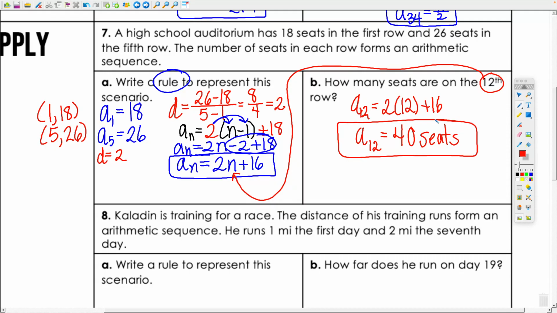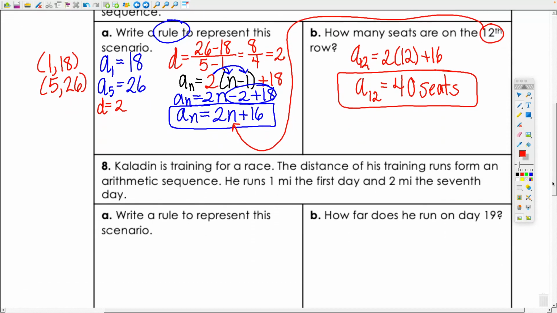All right. Ready to talk about my boy Kaladin. I laugh because that's my bestie's son. She makes the notes, and so all the names in here are her kids' names. I love it. I love it.